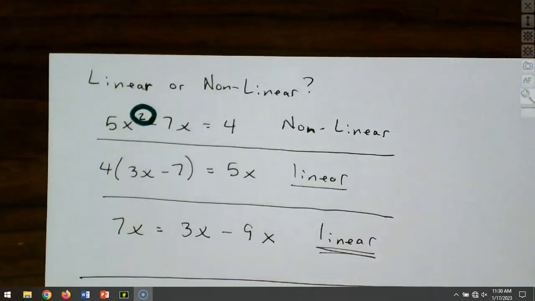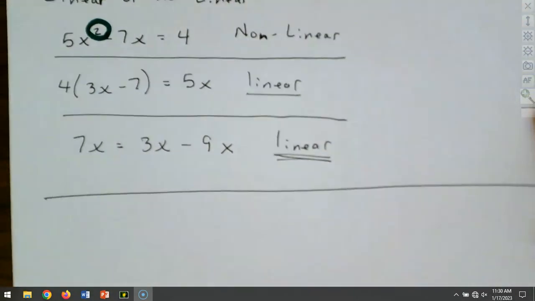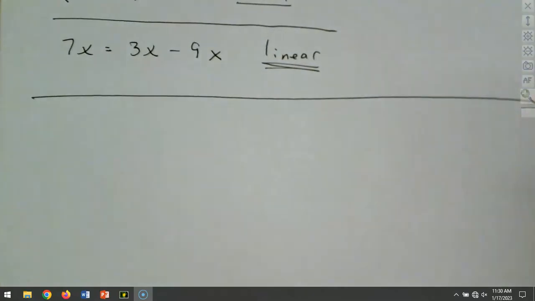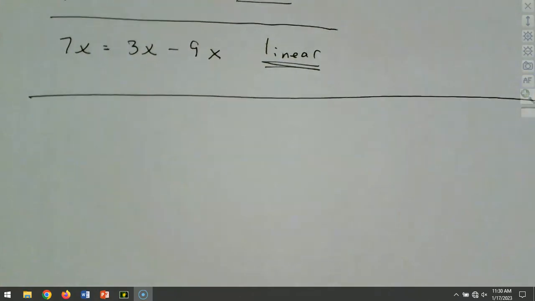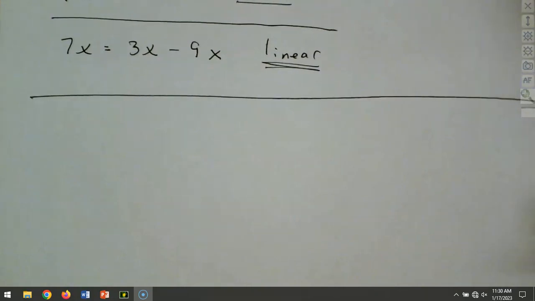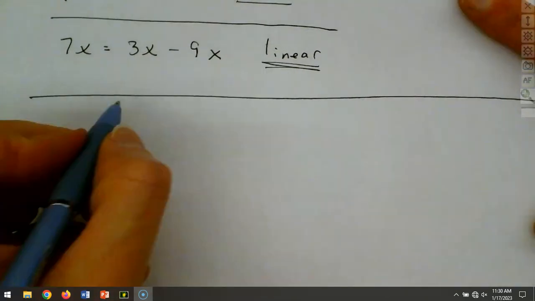Now we're going to talk about how to solve equations and the three types. The three types of equations are conditional, contradiction, and identity. So let's talk first about conditional.